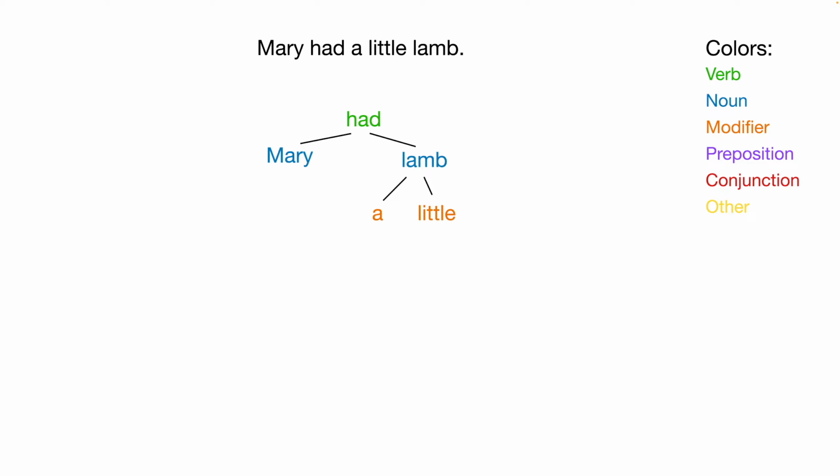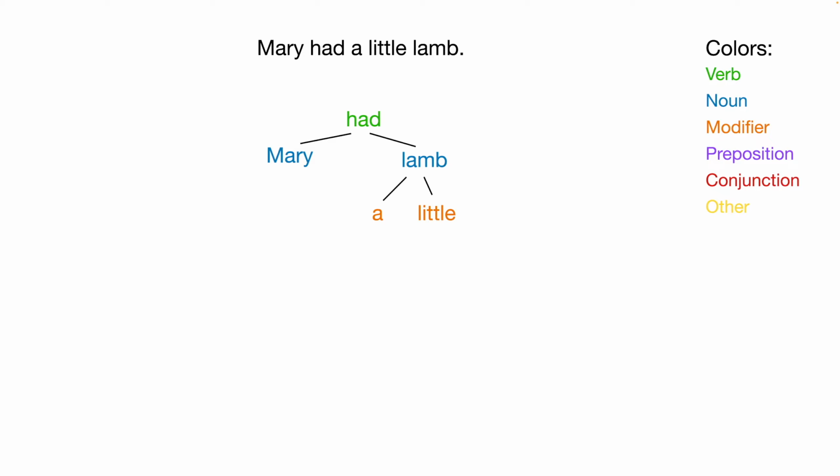The subject is required in English, although it's occasionally implied, like in commands, where you say go to bed, and there's an implied subject of the person you're talking to. So Mary provides additional detail for the verb had by telling you who is doing the having. And that is why Mary is a child of had. And lamb provides additional detail as well.